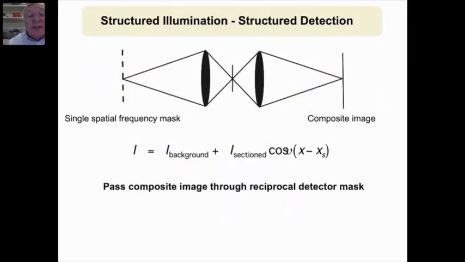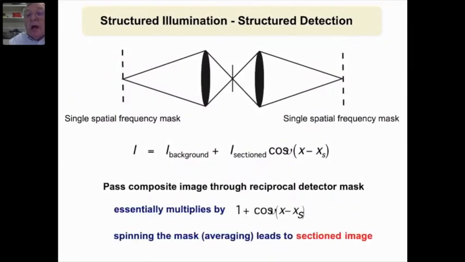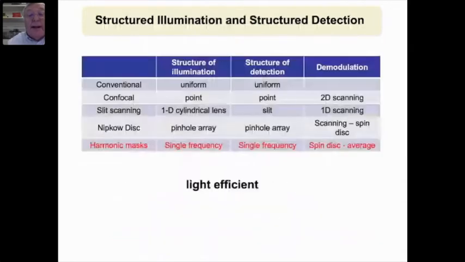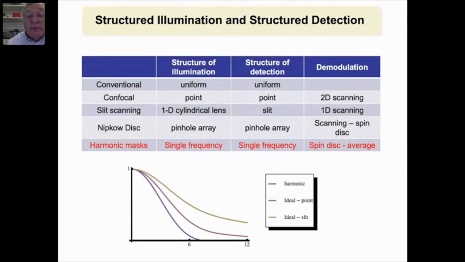It turns out that instead of that, if you pass the composite image back through a reciprocal mask, exactly the same as the mask you used to illuminate, and you spin it, you, in essence, in a very hand-waving explanation, perform synchronous demodulation, and you are able to extract the optically sectioned image. And if you do that, and if you get the frequency of the grid correctly, it's very light efficient, and actually one can get enhanced optical sectioning.